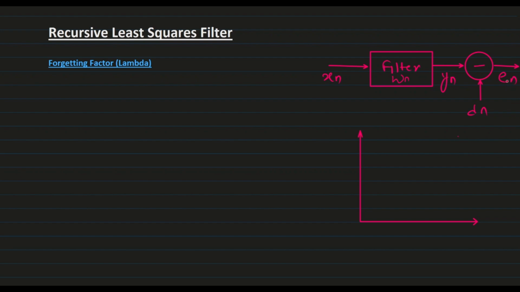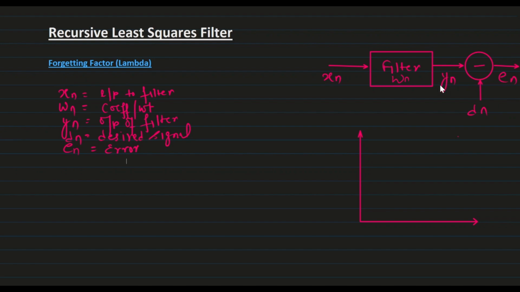So let's start. Here Xn is the input to the filter. Wn is the coefficient or weight. Since we are considering the scalar case, we have only one coefficient. And then we have the output of the filter, Yn. We have Dn, which is the desired signal. And En is the error. So now the whole attempt here is to figure out how to calculate Wn, the optimal Wn, which results in the least amount of error, preferably 0.